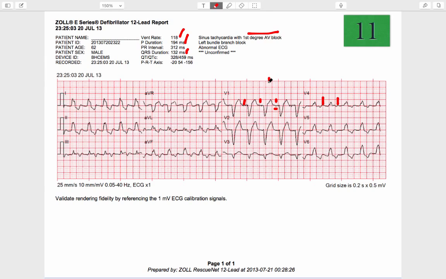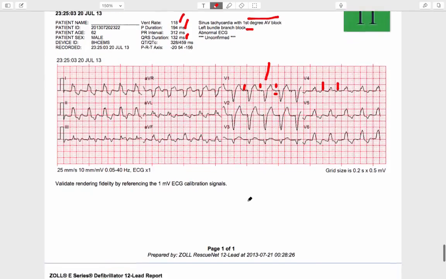That's a left bundle branch pattern in there, which the machine picked up as well. And so we don't really need to do axis, but if we were doing axis, it would not be abnormal. It would be a normal axis. So this is not a bifascicular block. There are some conduction issues both in the AV node and in the bundle branches. And that's all I have to say about that one.